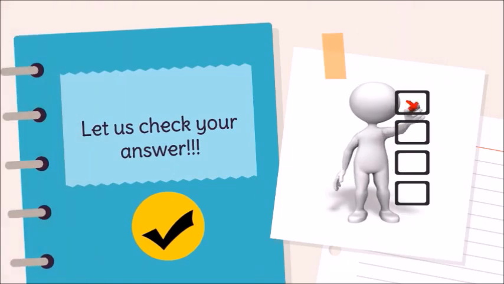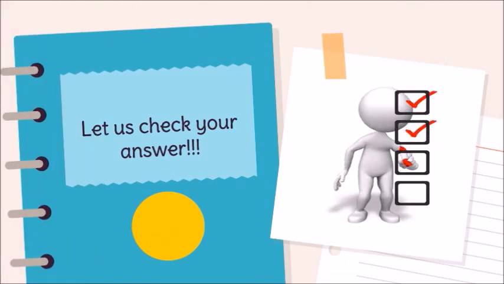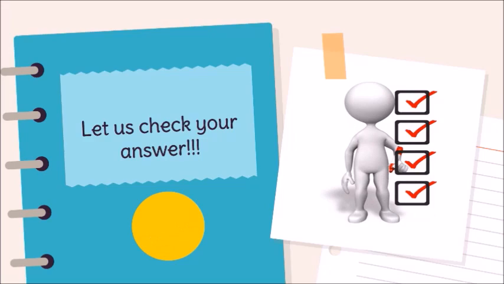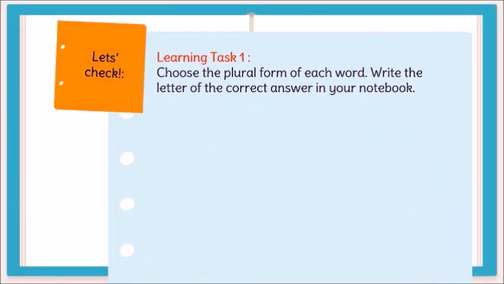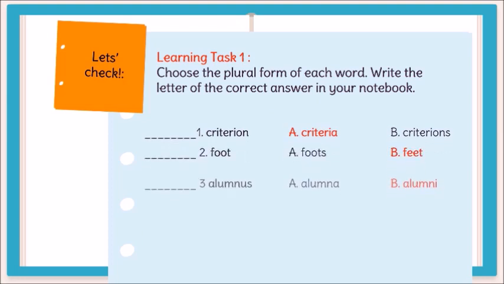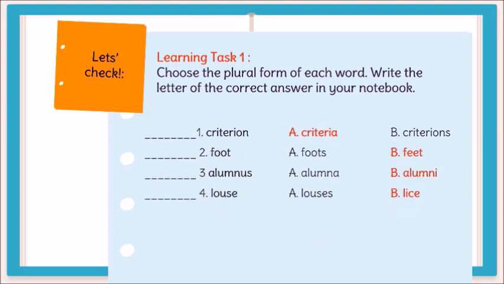Let us check your answer. Number 1. A. Criteria. Number 2. B. Feet. Number 3. B. Alumni. Number 4. B. Lice. Number 5. A. Women.